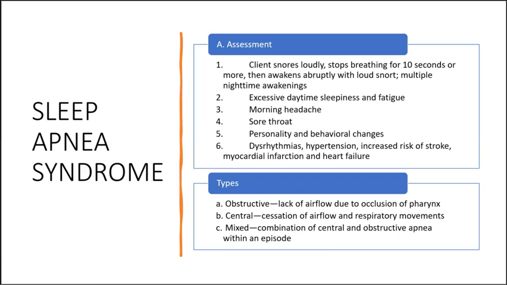So what types of sleep apnea do we have? There is the obstructive sleep apnea. Here you have lack of airflow when the pharynx is occluded during sleep. So there's an obstruction, the pharynx is occluded or obstructed. You could also have central sleep apnea, where there's a cessation of airflow and respiratory movements. Or you could even have a mix of the two of them within one episode. So it's a combination of the central and the obstructive apnea within an episode where you have this sleep apnea.